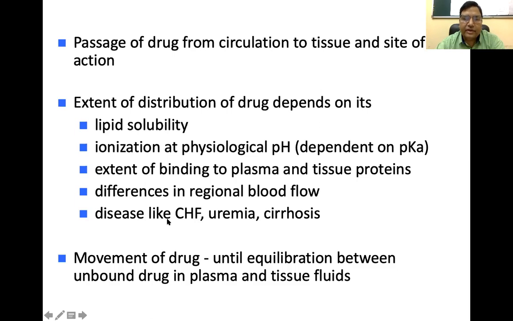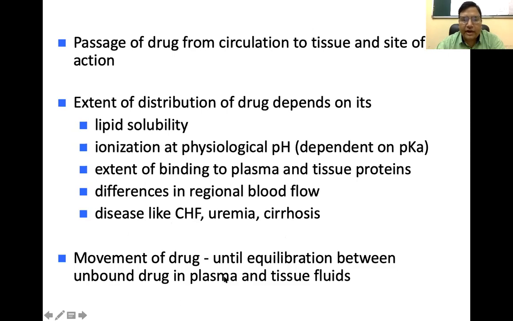Then disease conditions like heart failure, uremia, or cirrhosis are going to affect the plasma protein level. So when the plasma protein level is low, the binding of the drug to plasma protein will be less, so the drug will be more distributed.